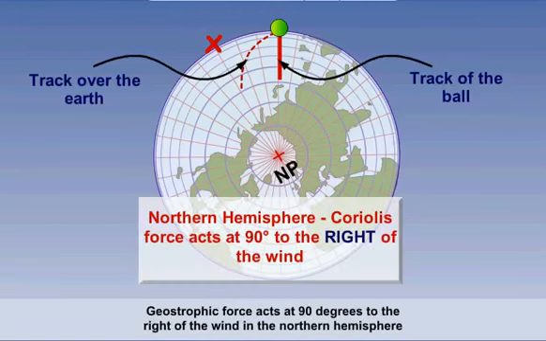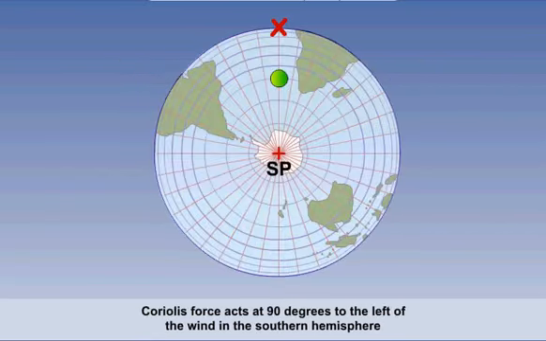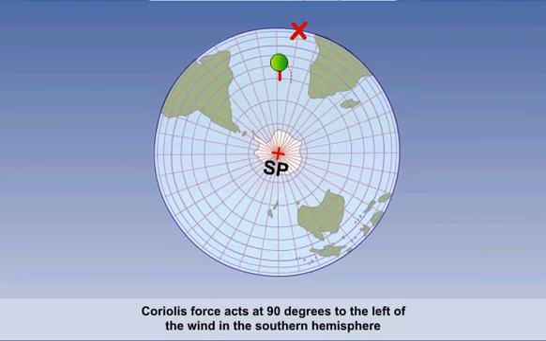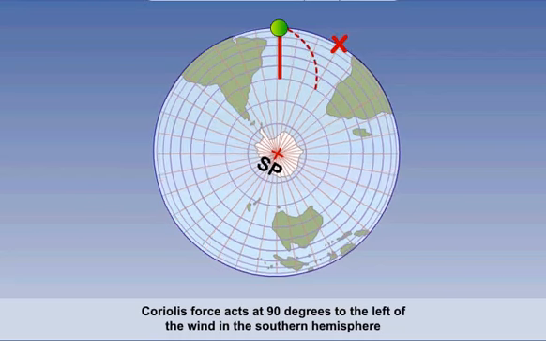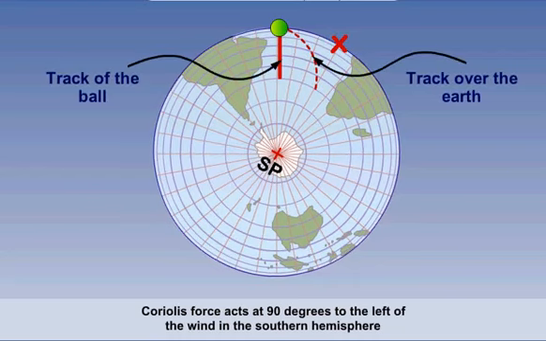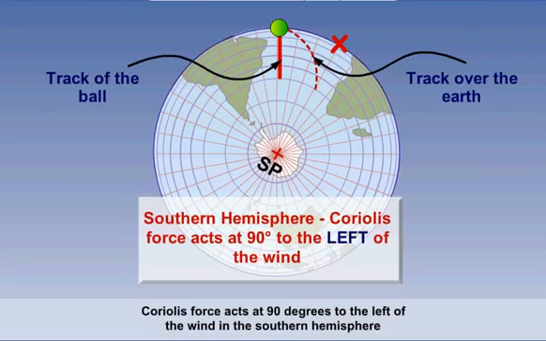In the northern hemisphere, we can say that the Coriolis force acts at 90 degrees to the right of the wind. In the southern hemisphere, looking down on the South Pole, the effect is reversed. If you watch the animation, you will see the ball this time being deflected to the left of the intended target. So, in the southern hemisphere, we can say that the Coriolis force acts at 90 degrees to the left of the wind direction, causing it to be deflected to the left of its intended track.